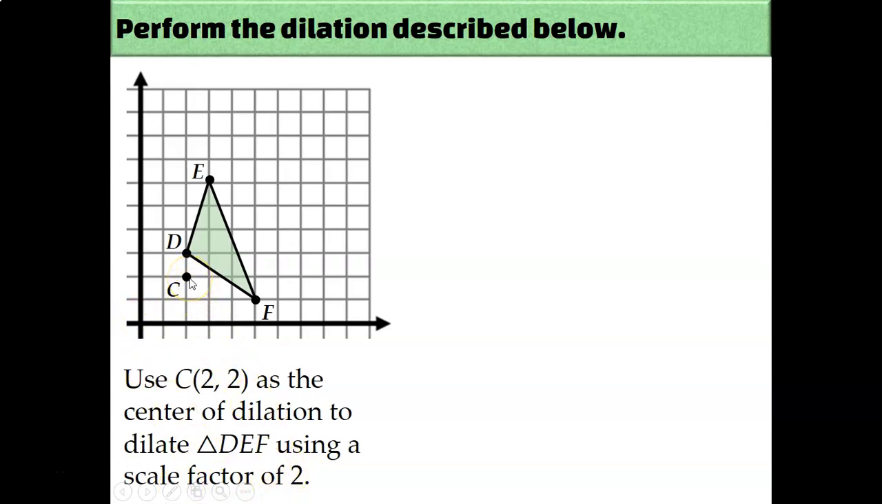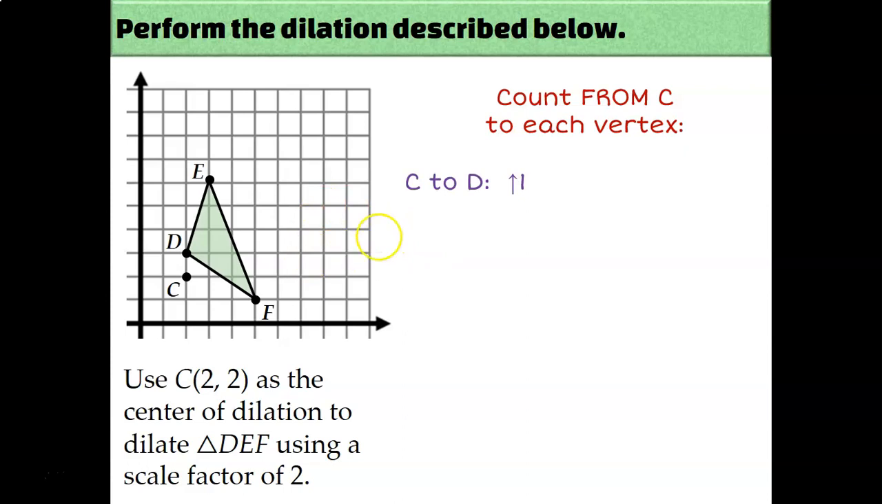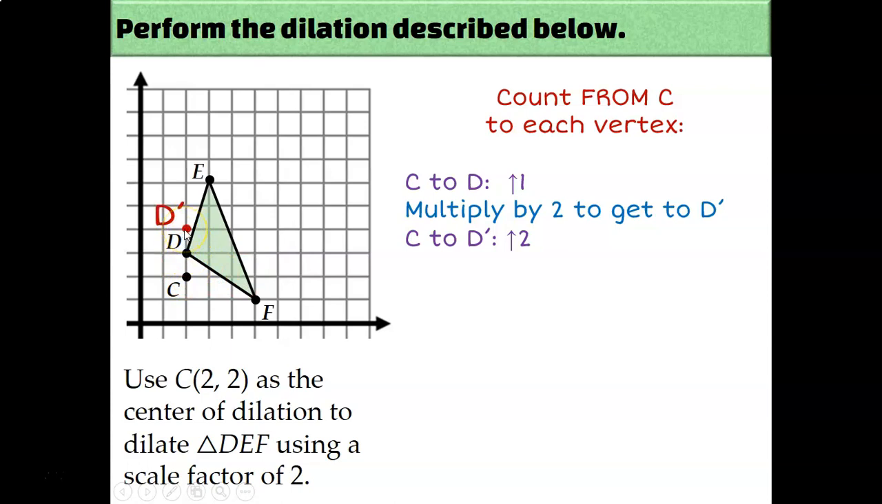To find the coordinates of the image, we need to do double whatever we did to get from the center of dilation to the pre-image points. It's really important to note that every single time you do this, you're counting from C, from the center of dilation, to each vertex. Don't go the opposite direction. You go from C to the vertex. So from C to D, we go up 1. So I'm going to multiply that distance by 2 to get to D prime. So from C to D prime, I would go up 2. 1, 2. So this is where D prime is.